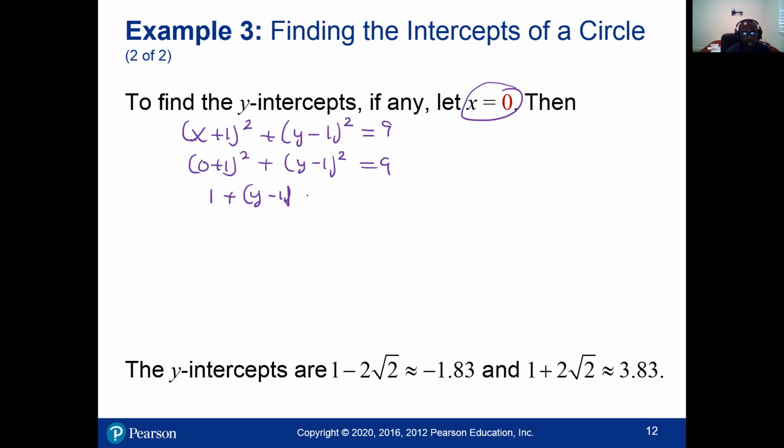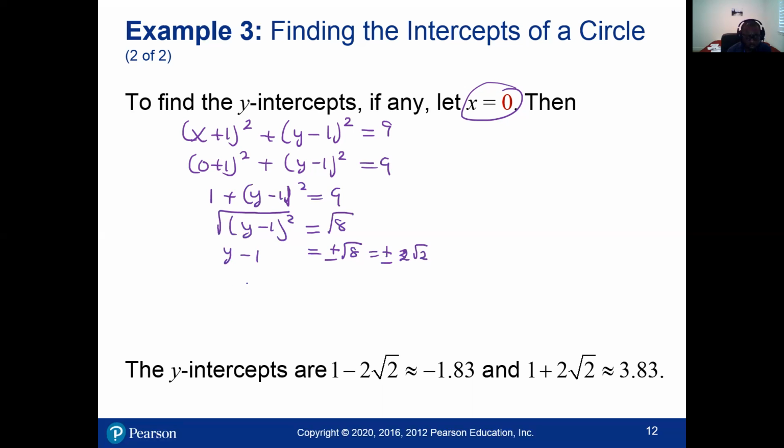Okay, all squared is equal to what? 9. Again, subtract 1 from both sides, you have what? y minus 1 all squared is equal to 8. Okay, and then take the square root on both sides. The right hand side becomes plus or minus square root of 8, which is plus or minus what? 2 root 2. And you have y minus 1.